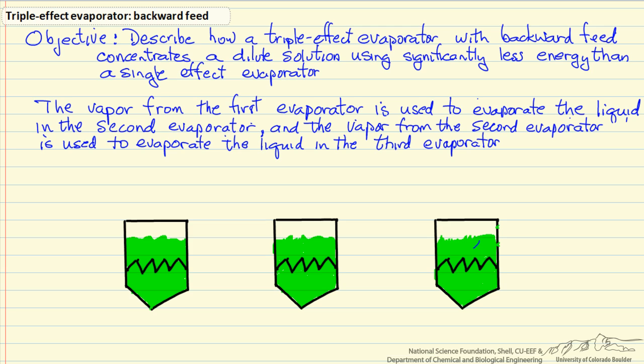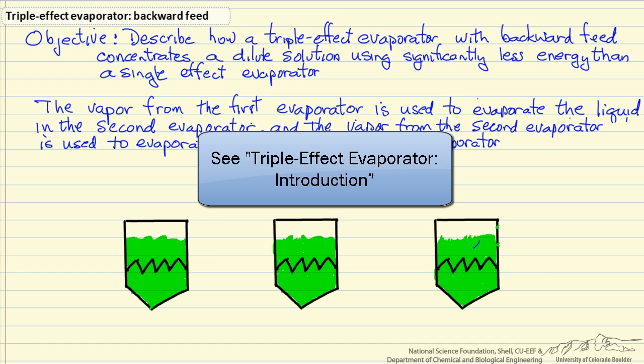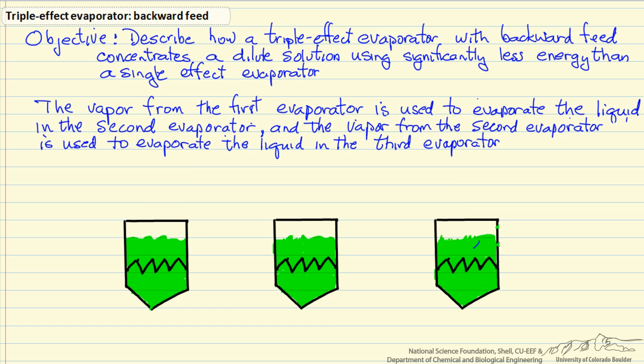In this screencast, I'm going to describe the operation of a triple effect evaporator where we have backward feed. There's a separate screencast that describes a triple effect evaporator with feed in the same direction that the steam is fed, and we'll see exactly what that means.